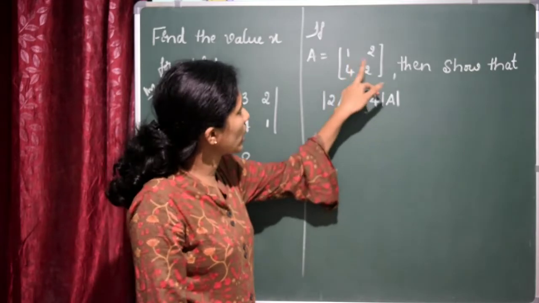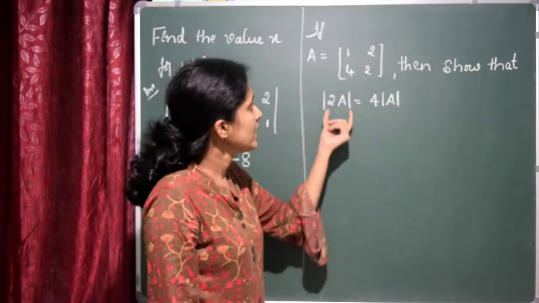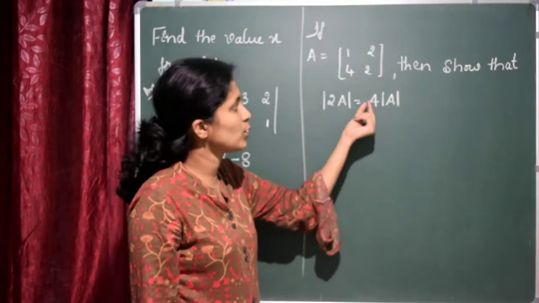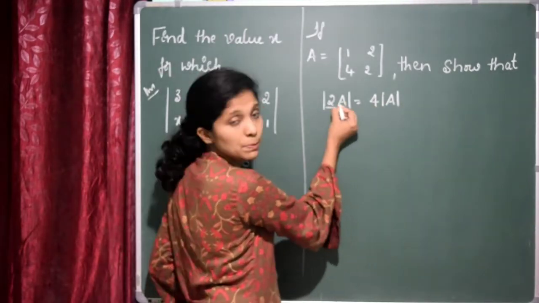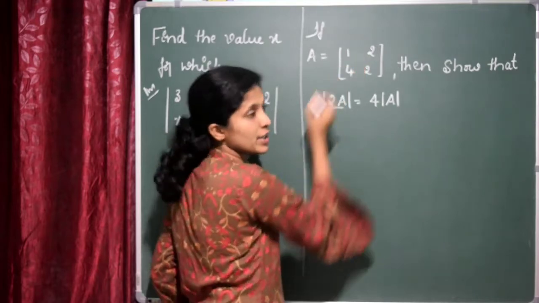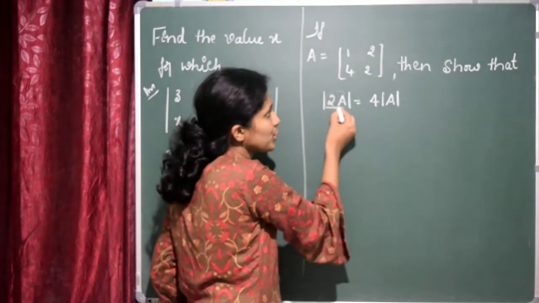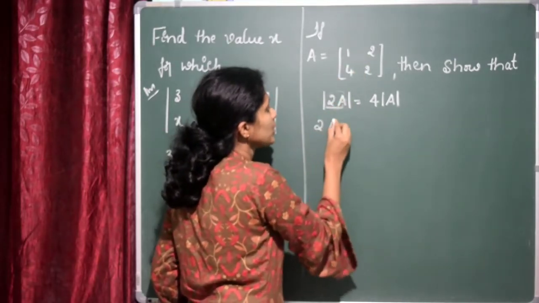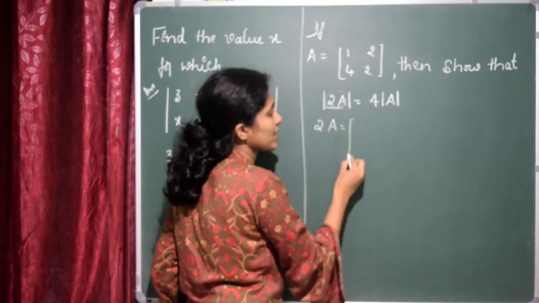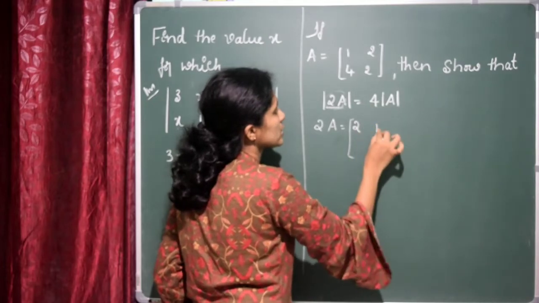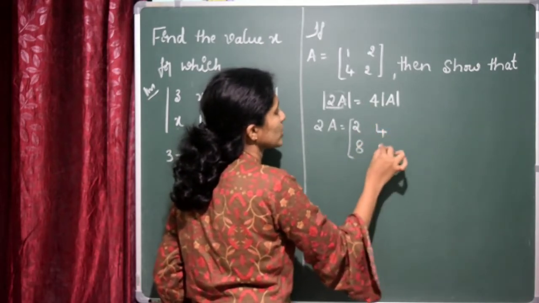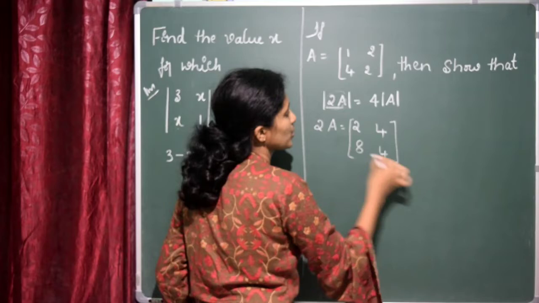A is equal to 1, 2, 4, 2. Then show that determinant of 2A is equal to 4 into determinant of A. So this is the matrix, A is multiplied by 2. Then you have to find the determinant, right? First here you have to find 2A. So this will be now 2 into A. So 2 into A means the matrix is multiplied by 2. So that is 1 into 2 is 2, 2 into 2 is 4, 4 into 2 is 8, 2 into 2 is 4. Right? So this is 2A.